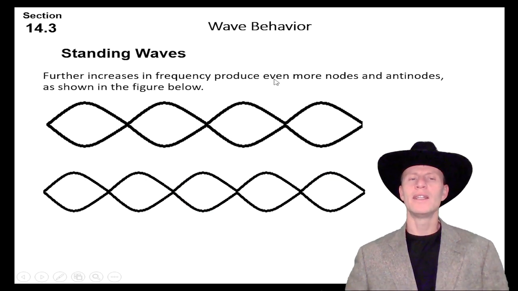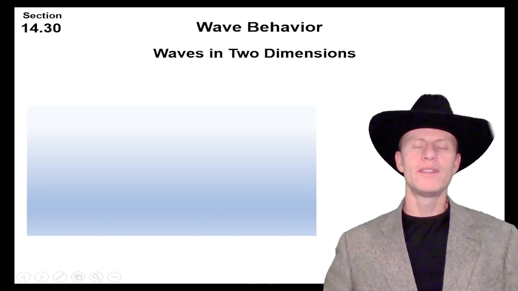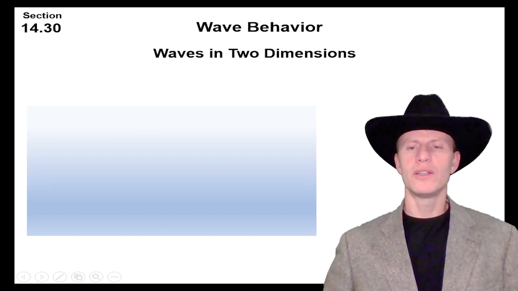Further increases in the frequency produce even more nodes and antinodes, such as these 2 diagrams. All right, waves in 2 dimension. Let's switch gears. We're going in 2 dimension now.